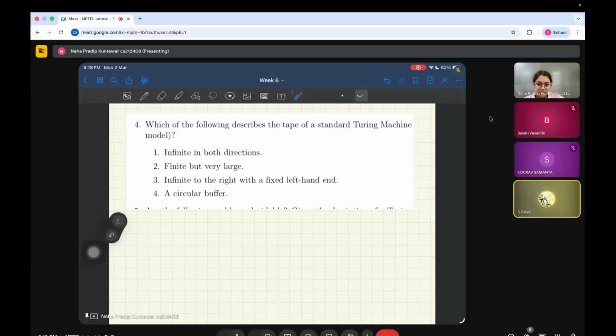Buffer would mean finite stuff. Right. So one and three are equivalent in that sense.